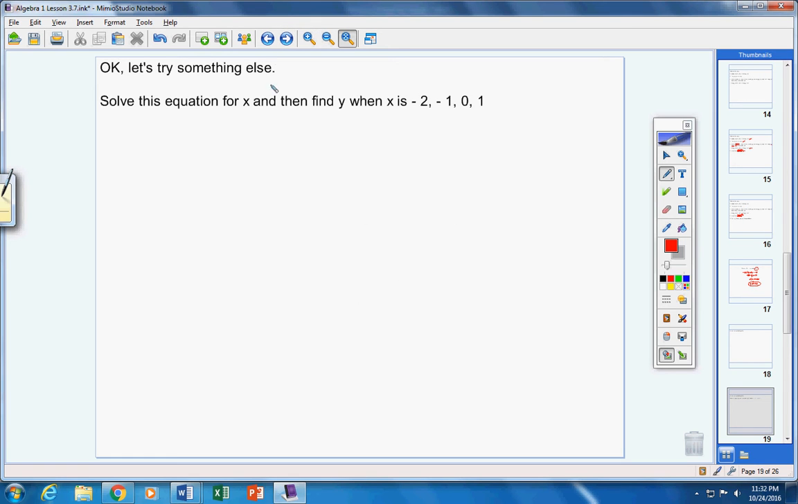I want you to solve this equation for x, and then find y when x is this right here. So we call this a 2-step problem, okay? A 2-step problem.